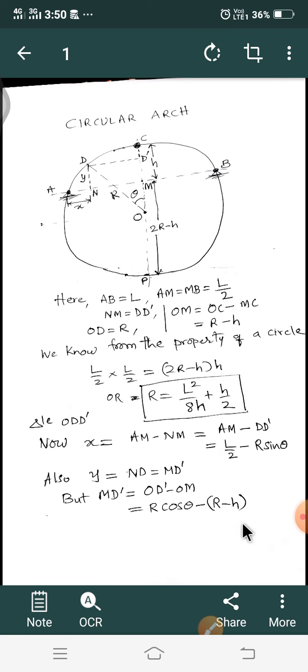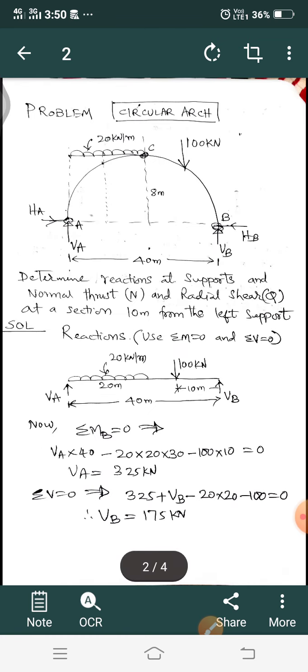So only this much theory is sufficient to solve problems on circular arch. So let us go to the actual problem here. This is a circular arch problem. You can see this is a circular arch ACB with 3 hinges at A, C, B only, subjected to UDL for the left half span and 1 point load. Actually it is acting at a distance of 10 meter from the support B, which I have not indicated, I have indicated here. So determine the reactions at supports and normal thrust and radial shear at a section 10 meter.